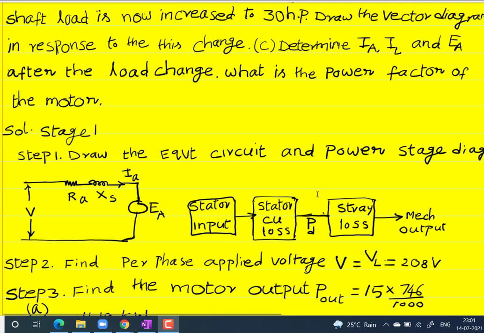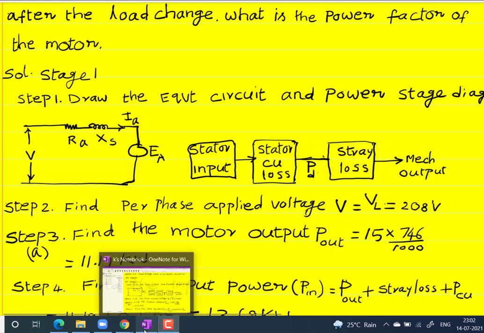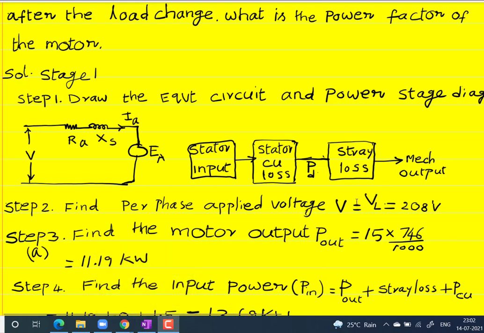This is the first step that we have to keep in mind for further solving the questions. Step 2 is to find the per phase applied voltage. This synchronous motor is a delta connected system. In a delta connected system, per phase voltage and line voltage are one and the same. So we write V is equal to 208 volts.